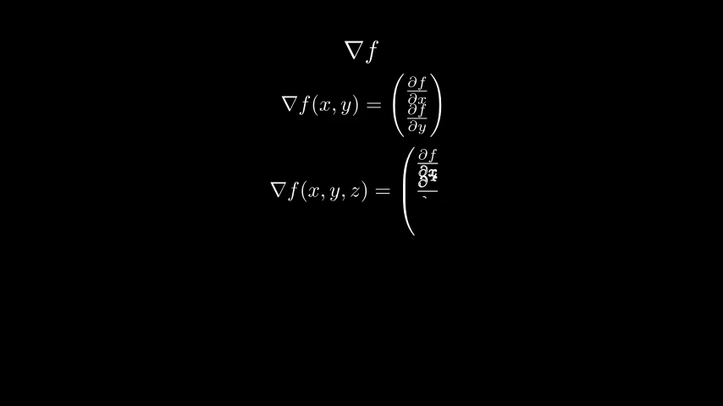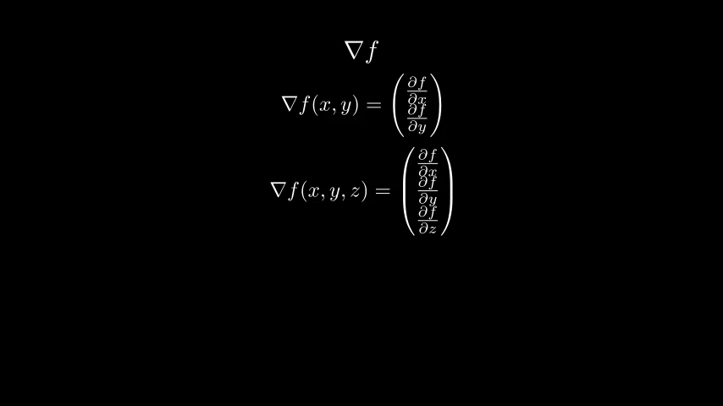First, let's recall the definition of the gradient. For a scalar function f of multiple variables, the gradient, denoted as nabla f, is a vector of partial derivatives. For a function of two variables, f of x and y, the gradient is the vector containing the partial derivative of f with respect to x and the partial derivative of f with respect to y. For a function of three variables, f of x, y, and z, we add the partial derivative with respect to z. Now, let's explore the key properties of the gradient.